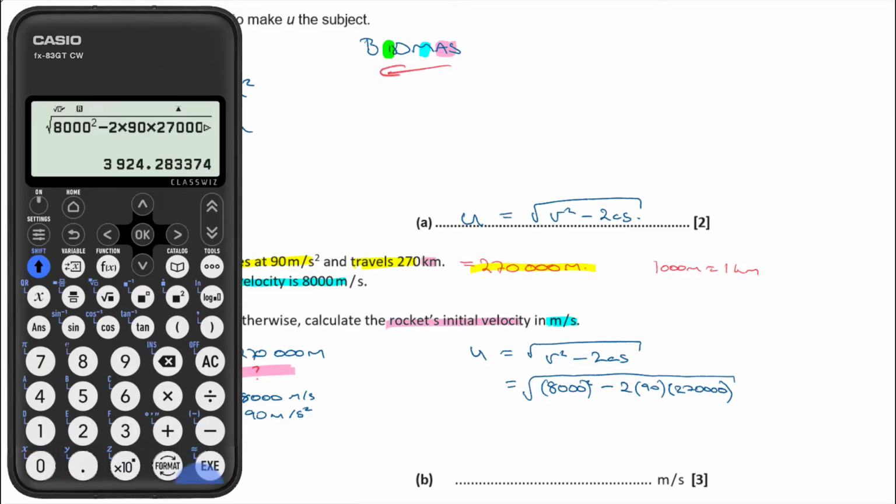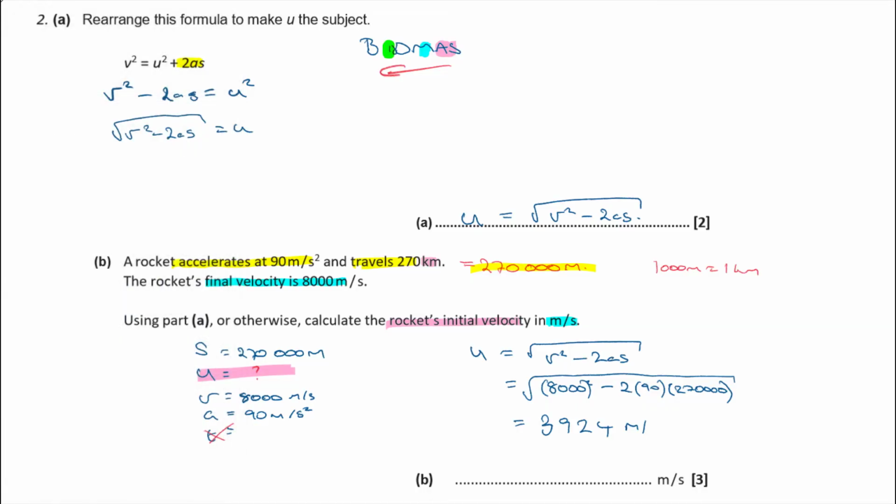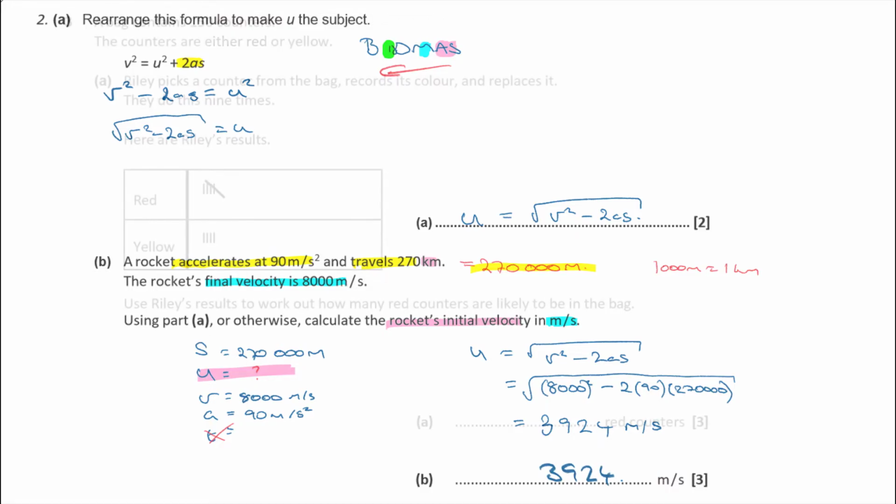What is that then? Okay, that's 3,924 to the nearest whole number. I'm just going to round it off. So 3,924. That's going to be in meters per second, isn't it? Okay, is that about right? So just under 4,000 meters per second. It's accelerated, and then a bit later on it's 8,000. So it's going in the right direction. Seems all right to me. I'm going to write that down. So it's 3,924.